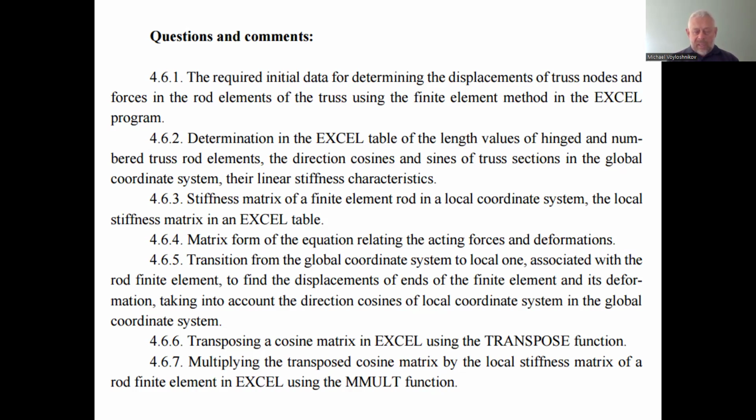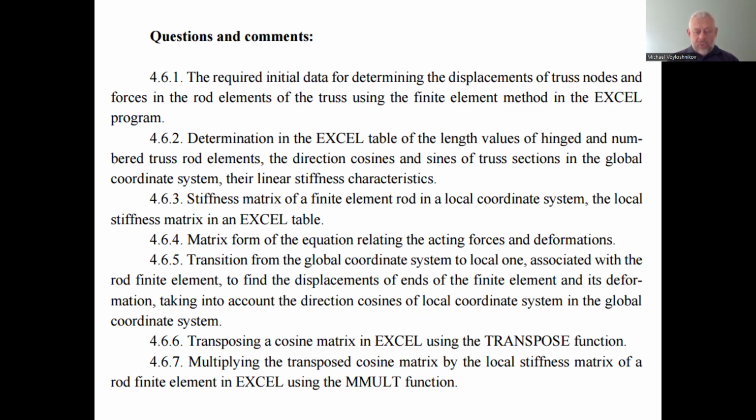The cosine matrix is of the standard form for the flat approach of the finite element method. The standard form has two rows, usually for the truss, two rows of the cosine matrix and four columns. Why is the number of rows less than the number of columns? Because originally this is two matrices of the cosines, and since we have two ends of each rod finite element, the size of the matrix increases in the length of the rows.